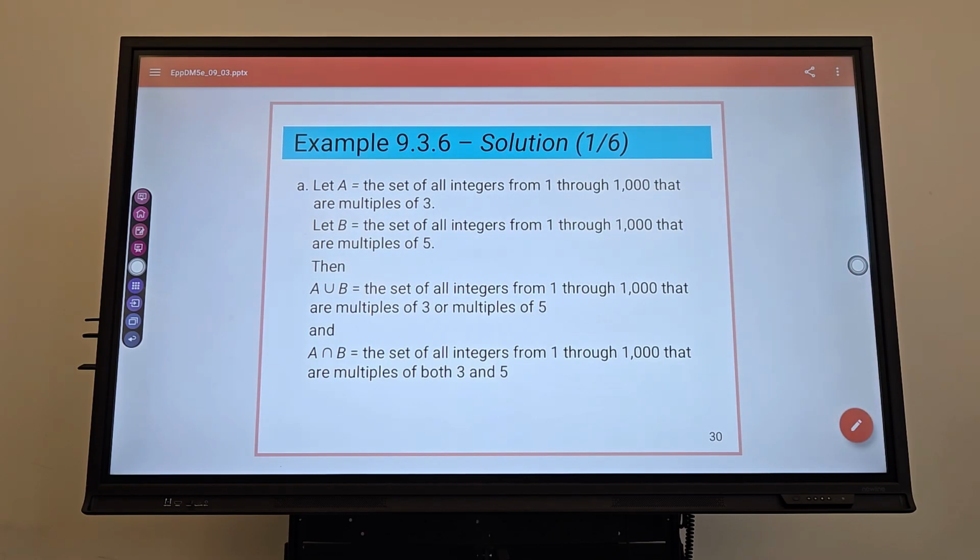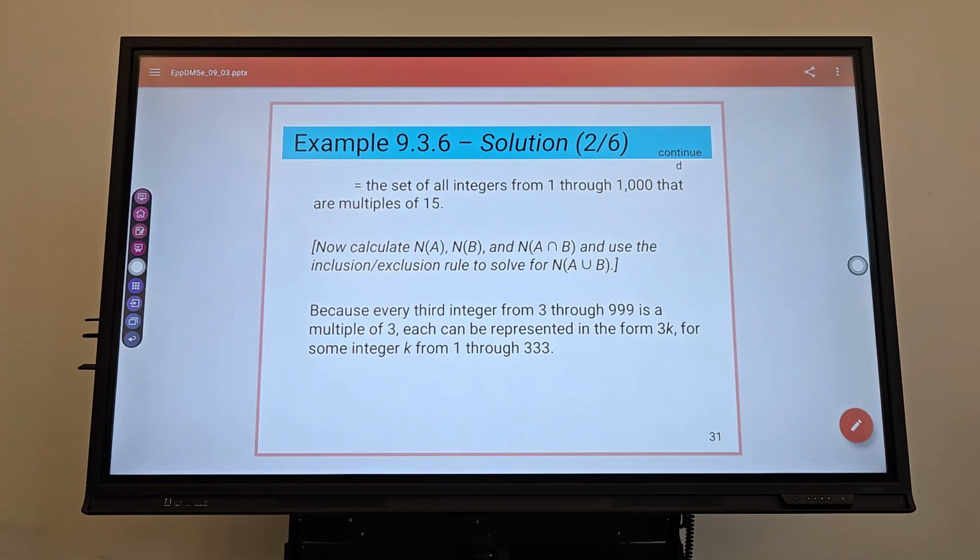Let A and B be the sets of all integers from 1 to 1000 that are multiples of 3, and the integers that are multiples of 5. Then A union B is the set of all integers that are multiples of 3 or 5. A intersect B is the set of all integers from 1 through 1000 that are multiples of both 3 and 5, which is equal to the set of all integers from 1 through 1000 that are multiples of 15.